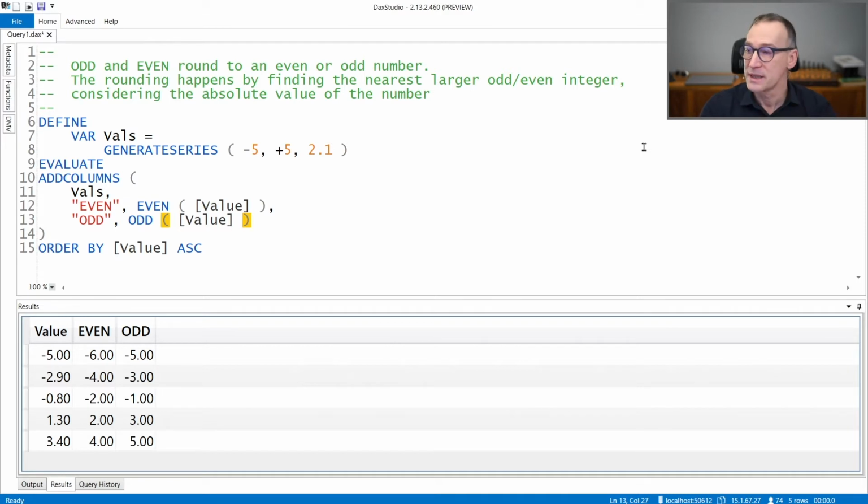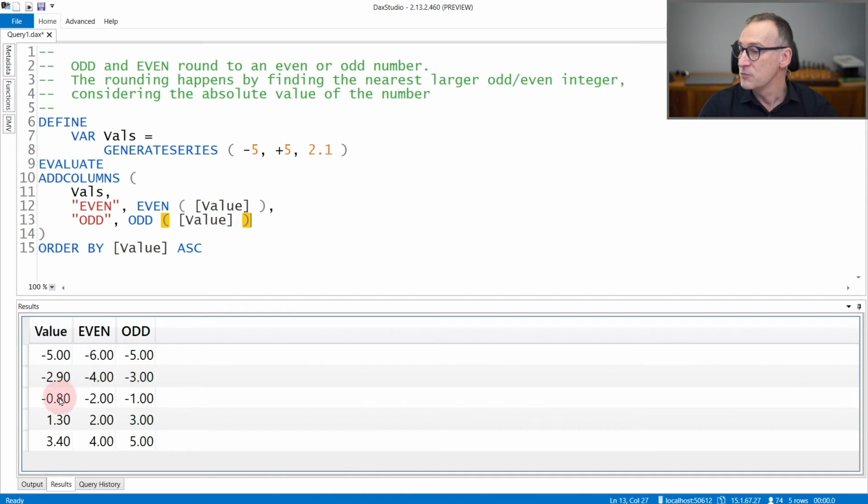Let's see that with an example. Here I'm generating a series of numbers that goes from -5 to +5 with a step of 2.1. The first value, -5, provides for even -6, so 5 is rounded to the nearest larger even number, and then the sign is kept, and the result is -6, whereas odd produces, of course, the same number because 5 is odd.